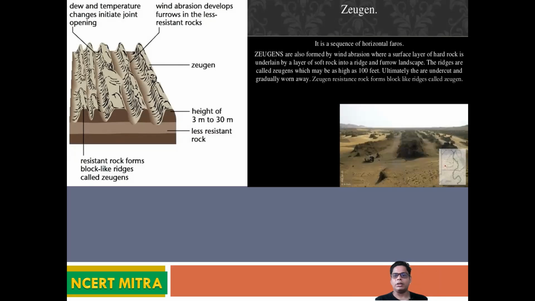Perhaps you can see in my background that this type of landform is found. The height is 3 to 30 meters. Less resistant rock is over here. The less resistant rock gets eroded by the winds and the hard rock remains standing in the desert area. So this figure is known as the Zeugen. Okay, so these are the main features. I have shown them in a number of diagrams.